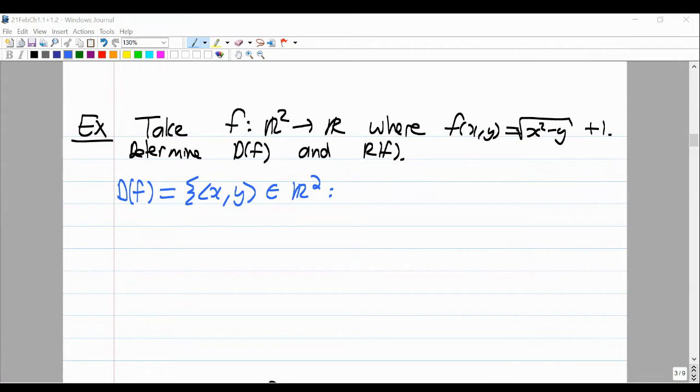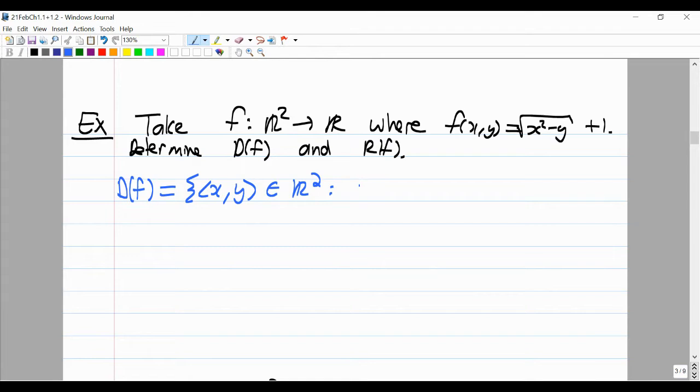Looking at this formula, where do you think the troubles will come from? Anybody? Yes, the square root sign. Remember the square root sign. So we want all the 2D vectors x, y such that x squared minus y is greater or equal to 0. So this is the answer in set notation.